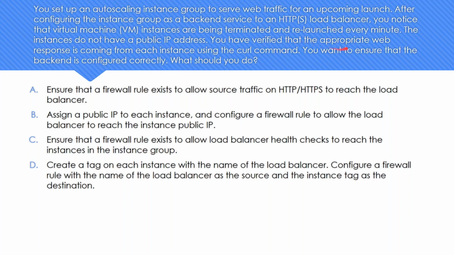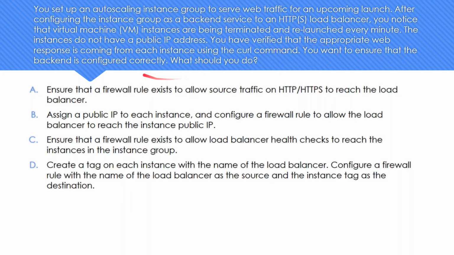So the individual VMs do not have an external IP address. You verify that the appropriate web response is coming from each instance using curl. Meaning, because it's not having an external IP address, I cannot open it in the browser. So what I do basically is I SSH into those VMs or RDP into that VM and do a curl command, curl localhost. If it comes, I understand that the code is deployed properly in the virtual machine. So the code is working at an individual VM level.